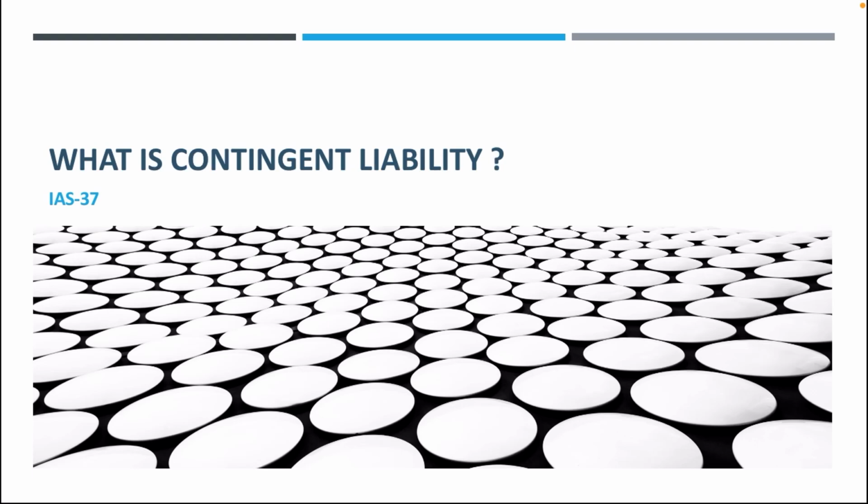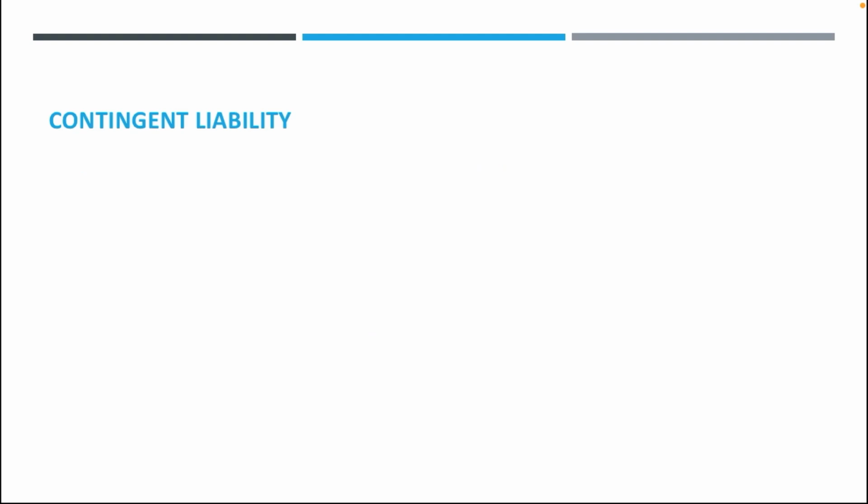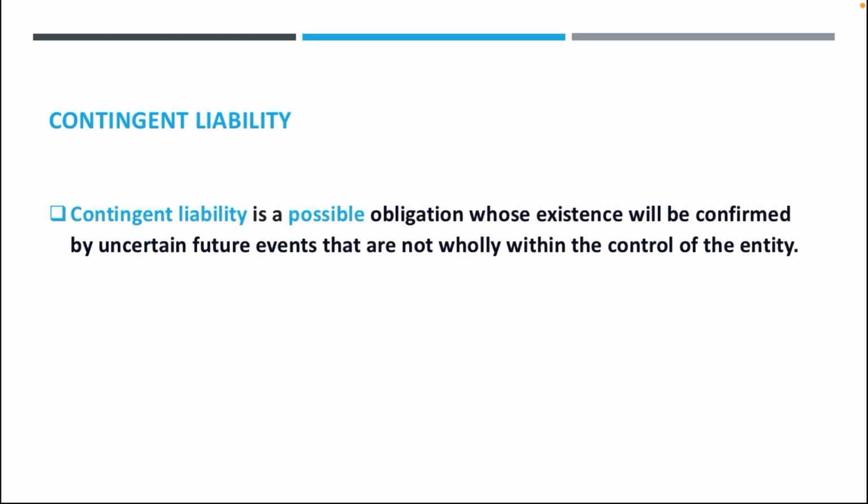Today I will be talking about contingent liabilities, one of the most important concepts of IAS-37 and accounting. So exactly what is a contingent liability? Let's see. Remember, the contingent liability definition has two parts. The very first part says a contingent liability is a possible obligation, not a present obligation. It's a possible obligation whose existence will be confirmed by some uncertain future events which are not in control of the entity. Hard to understand the definition?